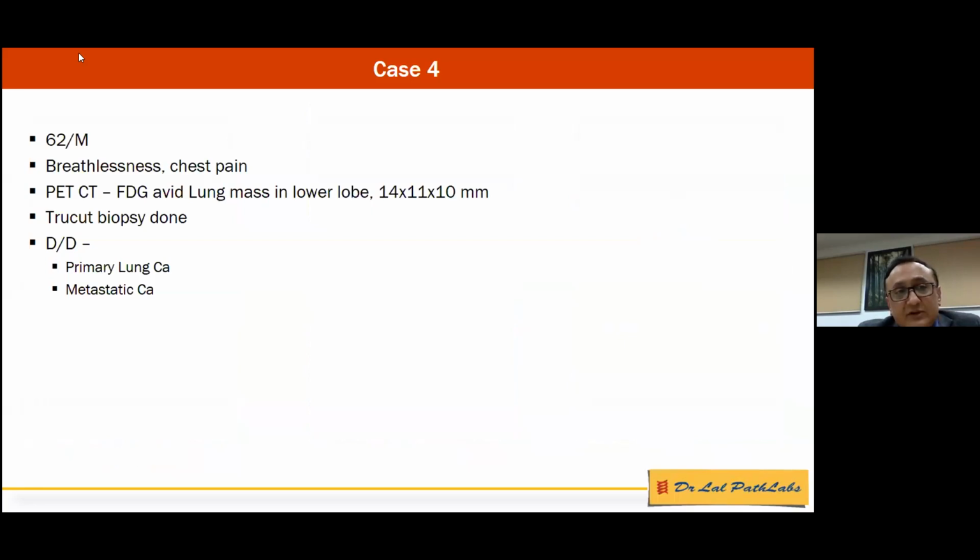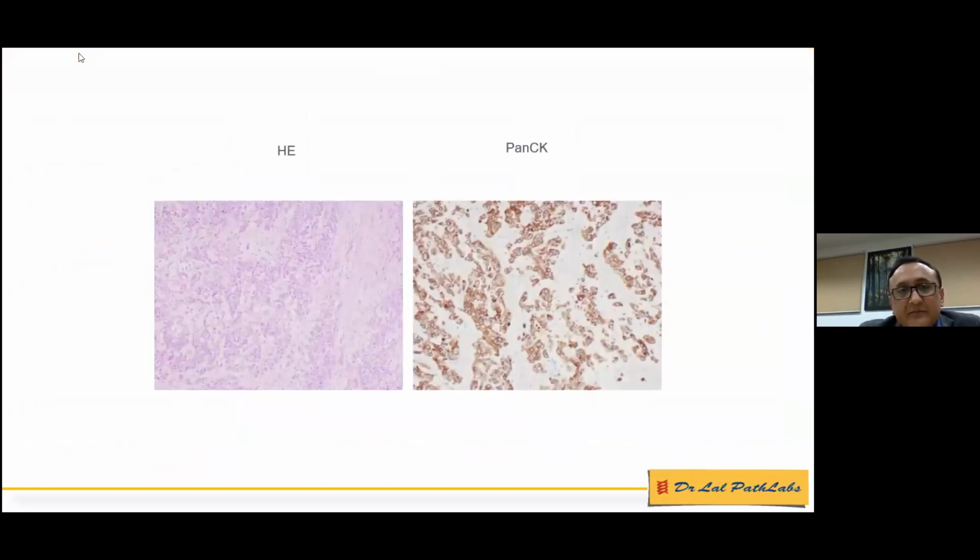Another case, a 62-year-old male, presented with breathlessness and chest pain. On PET CT, there was an FDG-avid lung mass in the lower lobe, 1.4 centimeters in largest dimension. A Trucut biopsy was done. The differential was between primary lung carcinoma and metastatic carcinoma.